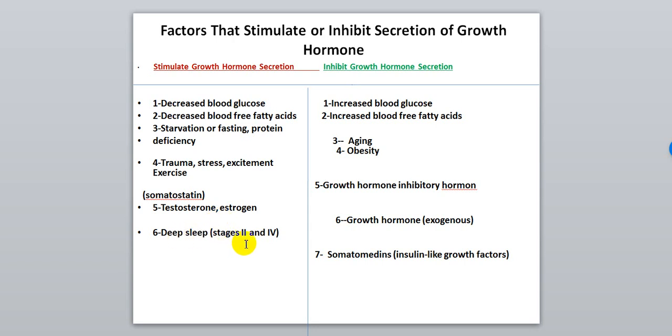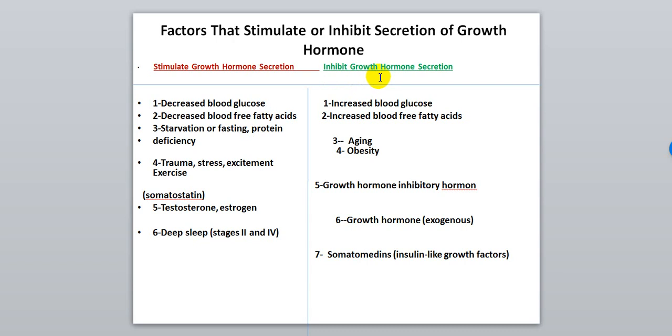And deep sleep in stages 2 and 4. In these stages, there is the occurrence of dreams and that type of stress. So we need more energy, we need more growth hormone.